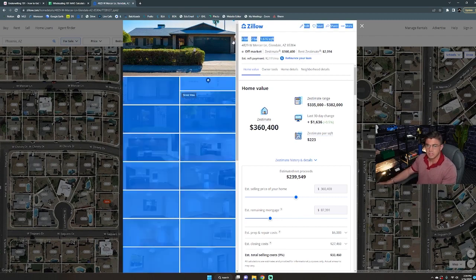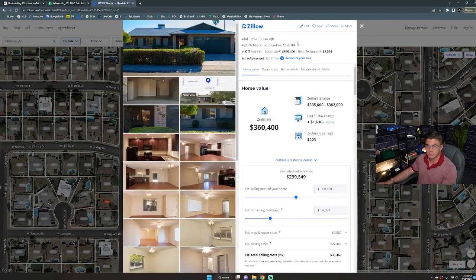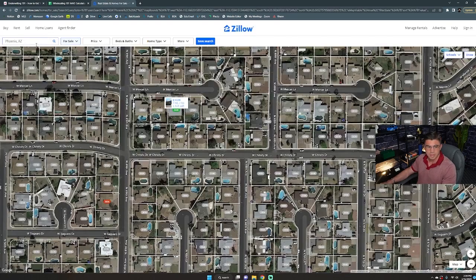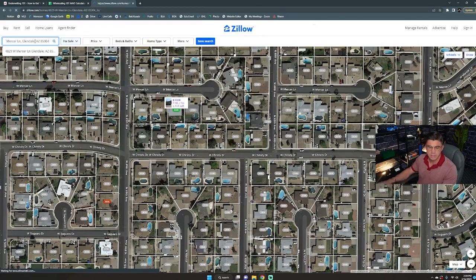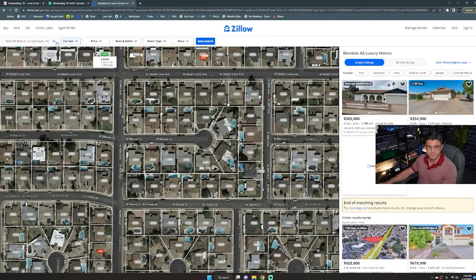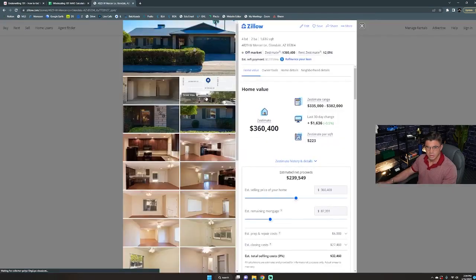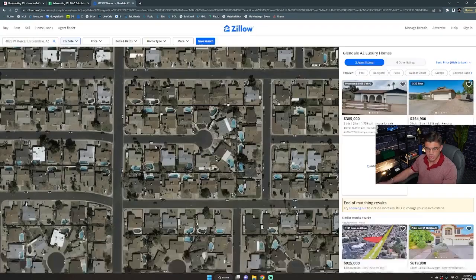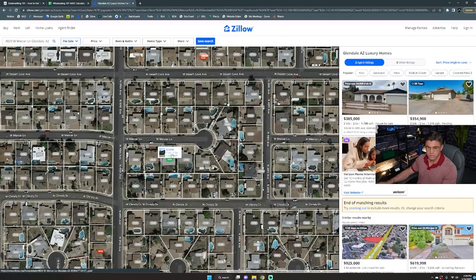So as we can see here, this is a 4.2, it's 1,600 square feet. I'm just going to go ahead and copy this address so we don't lose it. I'm also going to take a look and see where it's located. It's right here. So it's not backing any kind of major road.